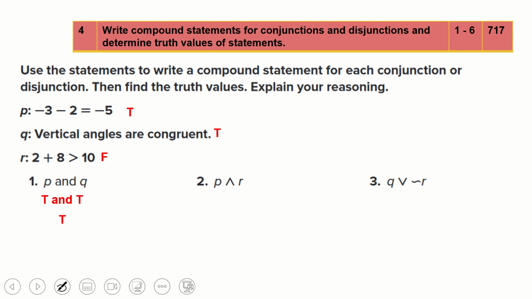So if you look at the second one, this sign means and. So the statement P is true and the statement R is false. So we read it as true and false, it will give false. And the third one, this is or, and statement Q is true. And we need the negation of statement R. Statement R is originally false, but with this negation it becomes true. So true and true is just true.